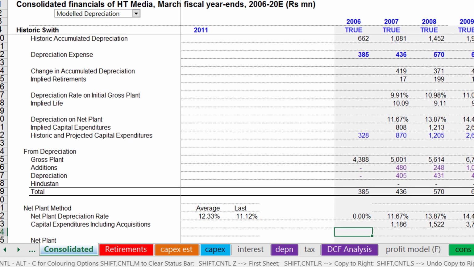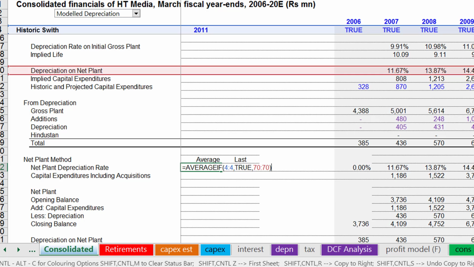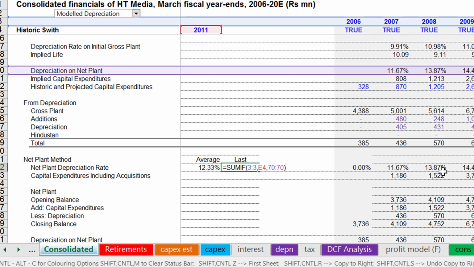Now, I'm going to skip from what they did, and look at this net plant depreciation, and for all of the assumptions, I think it's a good little thing to put the average at the side. I just put an average if. The average if says, take this true-false line and make the average when this true-false line is true, then take the same line. You can do the same thing with sum if, average if, it wouldn't even matter. Take the year and take the last year.